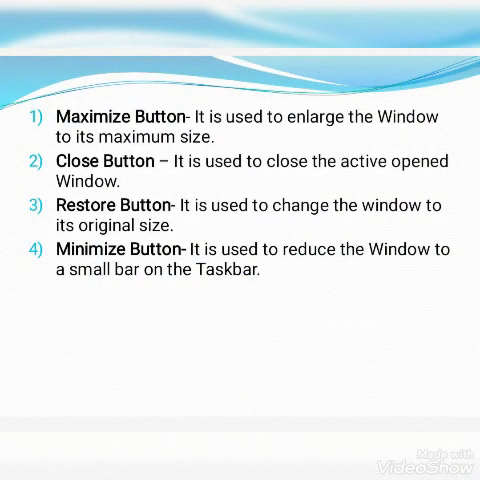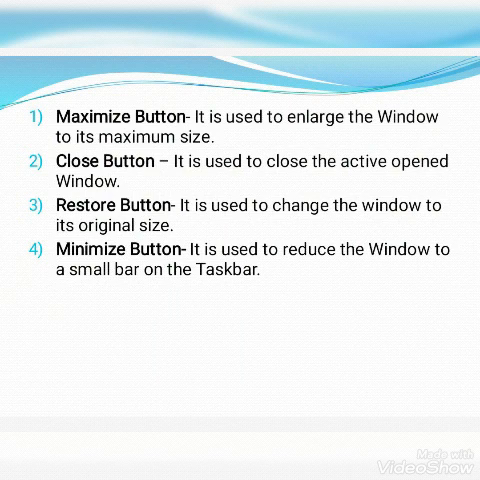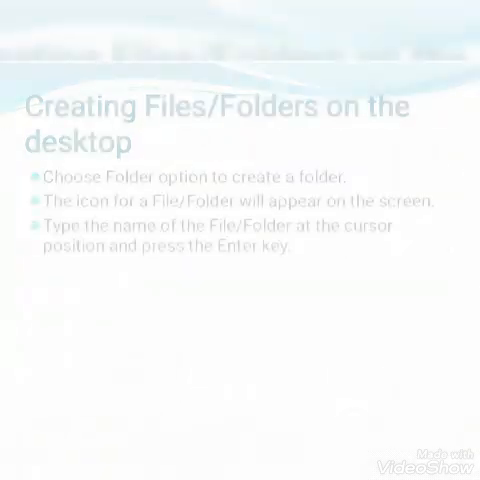Maximize button. It is used to enlarge the window. Next one is the close button. It is used to close the active open window in which you are working. Next one is the restore button. It is used to change the window to its original size. Then minimize button. It is used to reduce the size of the window to a small bar on the taskbar.